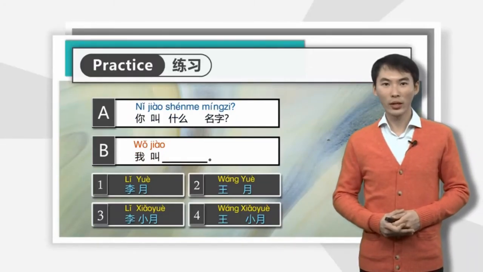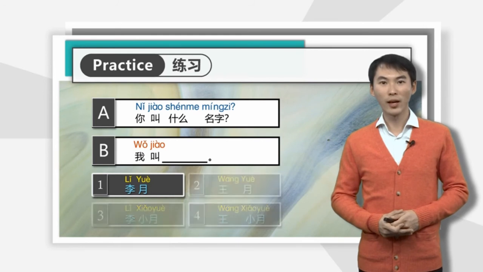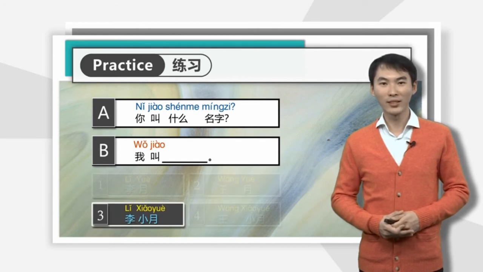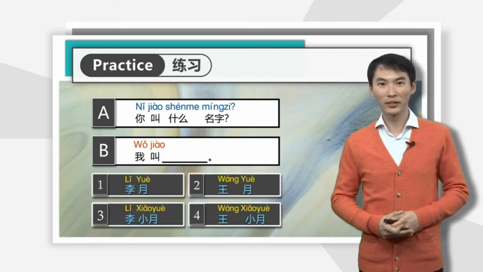Now, answer the question according to the names in the box. 你叫什么名字? 我叫李月. 我叫王月. 我叫李小月. 我叫王小月. Very good.